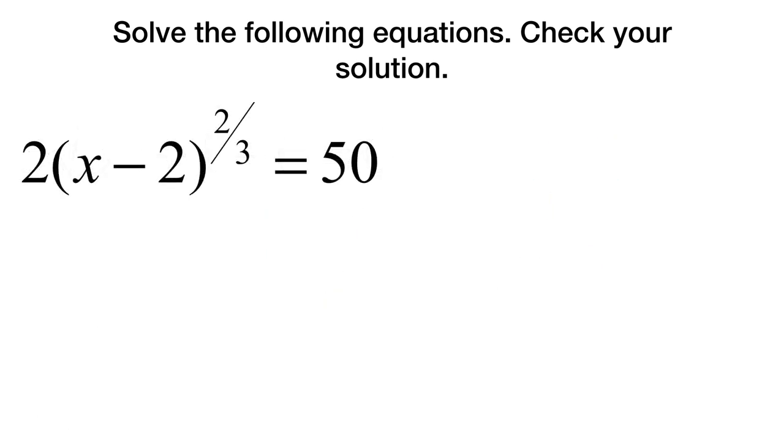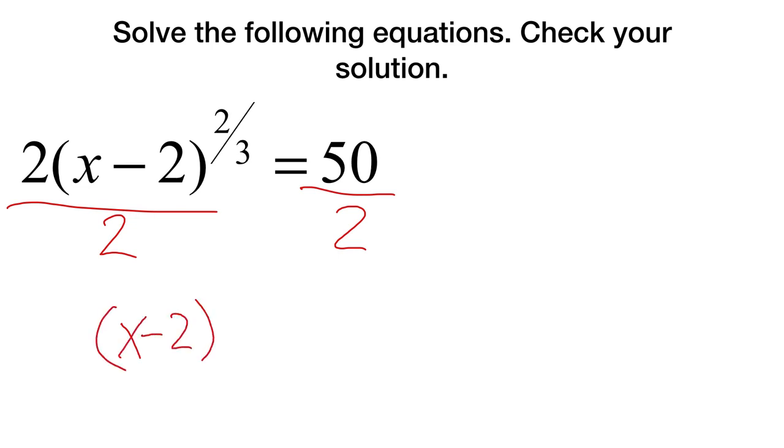So let's try this one. Ooh, this is not written as a radical. It's written as one of those rational exponents, which, quick reminder, is a radical in disguise. So the first step here, we still need to get this part by itself. So we divide both parts by 2. This ends up getting x minus 2 to the 2/3 equals 25.